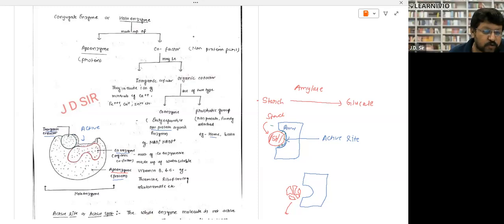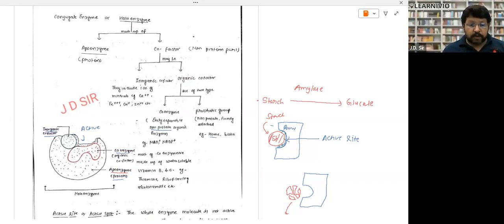They include mineral ions of calcium, iron, copper, zinc, etc. And if the cofactor is organic, it may be of two further types: coenzyme or prosthetic group. Coenzymes can be easily separated from the enzyme, and they are non-protein in origin, not made up of protein.